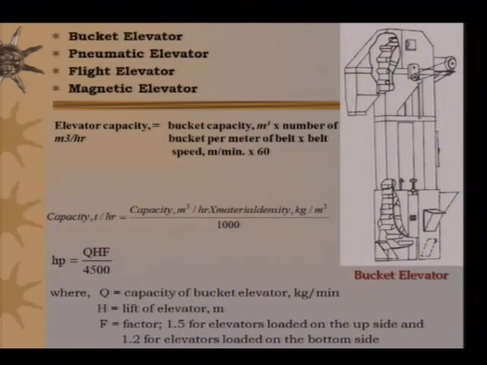Then we come to elevators. Now there are different types of elevators, that is bucket elevators, pneumatic elevators, flight elevators, and magnetic elevators. We will deal here with the bucket elevator first. Now what is a bucket elevator? A bucket elevator is an elevator which has a number of buckets arranged on an endless belt which is mounted on two pulleys in this particular configuration.